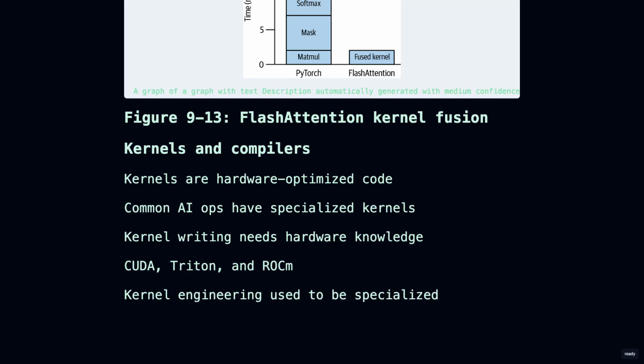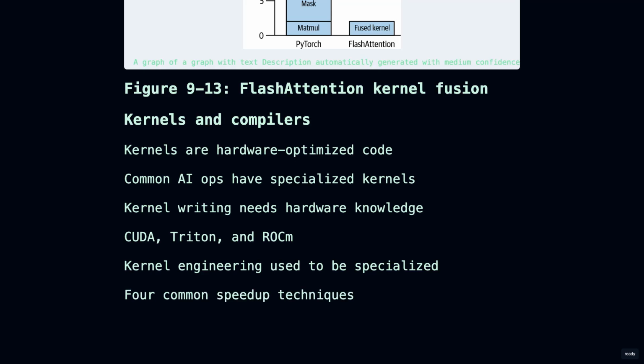Historically, only a small number of engineers worked on kernels because the barrier was so high. Today, both chip vendors and framework teams still rely on that expertise. As more engineers work on inference performance, these ideas are becoming more accessible. The next four techniques are the ones you'll see most often in practice.